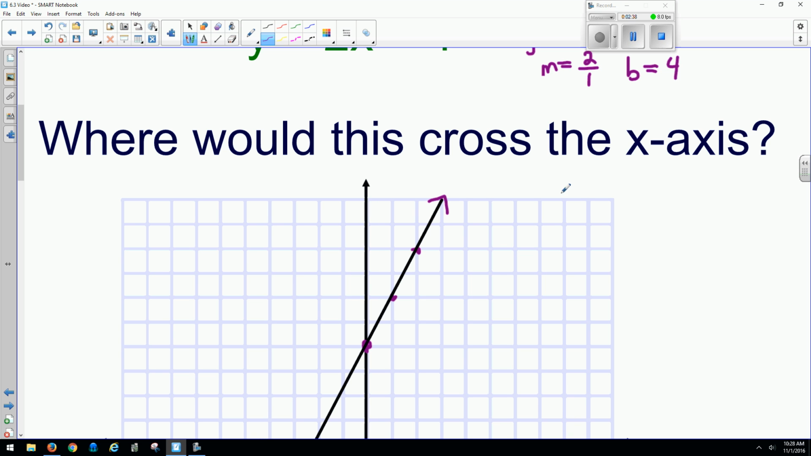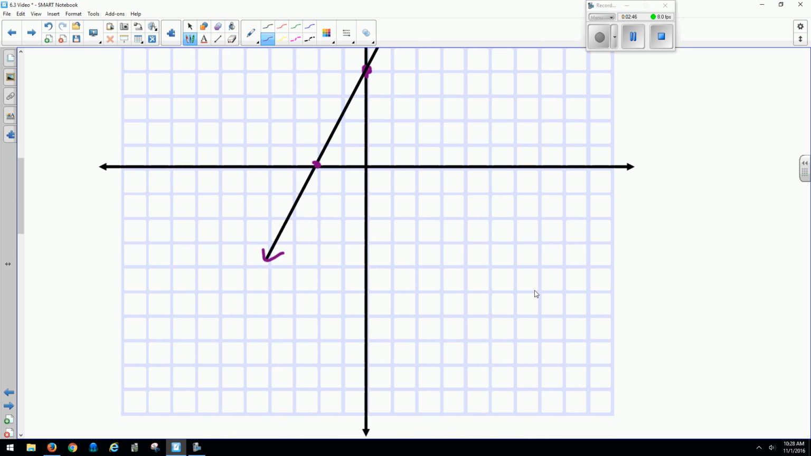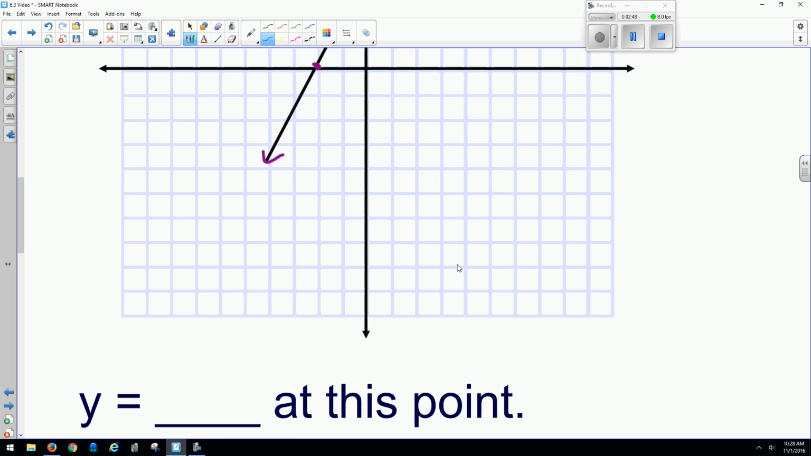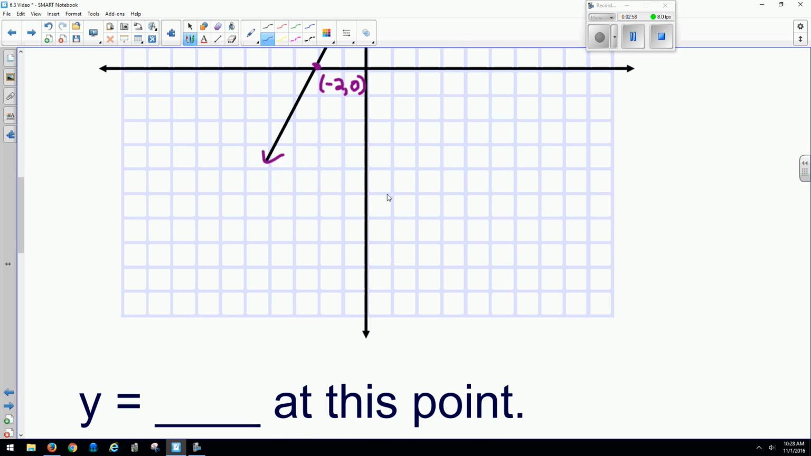And so this is asking, where would this cross the x-axis? As you can see, it crosses right here at -2. At this particular point, if this was an ordered pair, this would be (-2, 0). And so it's important to realize that y equals 0 at this point.